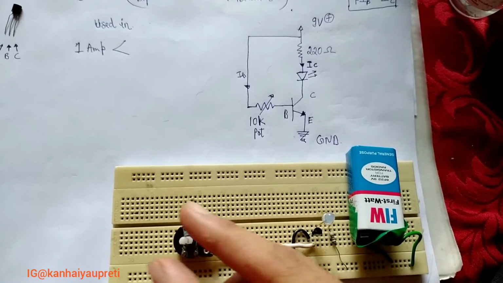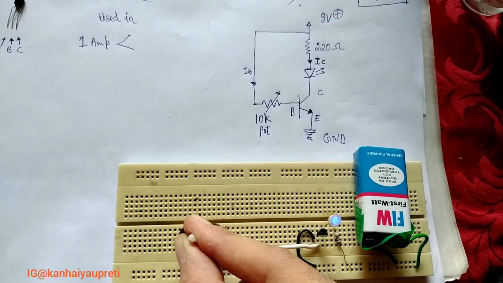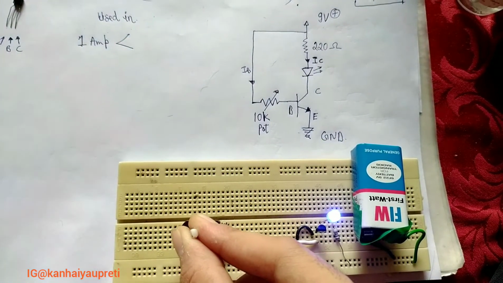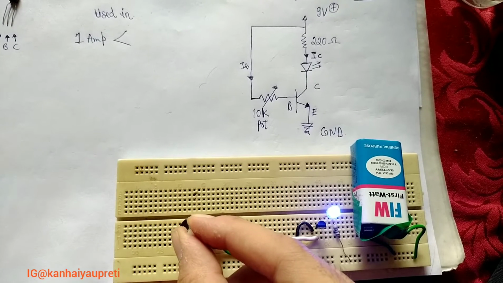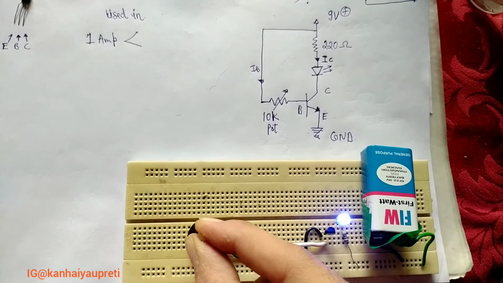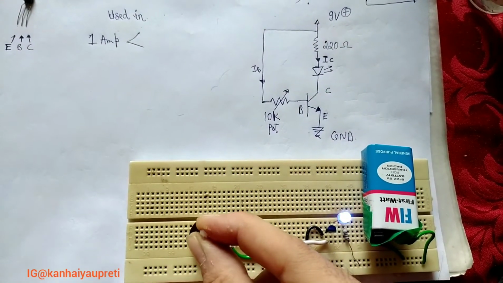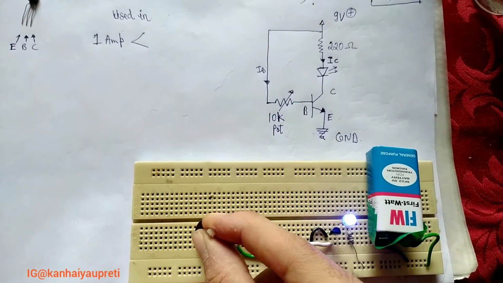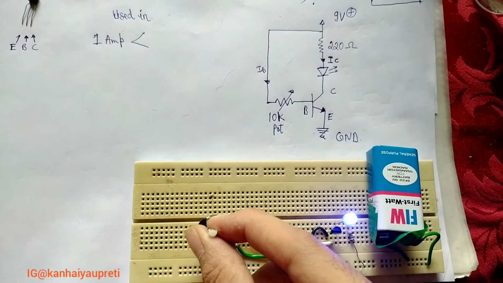So now here is the circuit. Now on increasing IB, IC also increases, and on decreasing IB, IC also decreases. This can be seen by dimming of the LEDs.